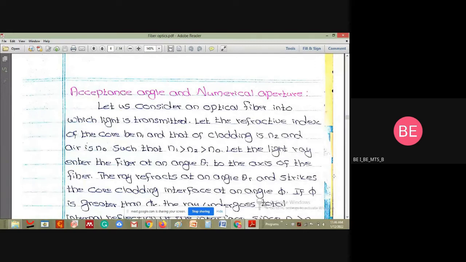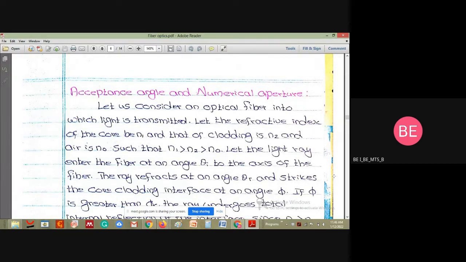Basic concepts that are needed for deriving the expression for acceptance angle and numerical aperture were covered yesterday itself. So those who want to refresh your knowledge, you can please check up the recording once again. It was already posted in your Google Classroom. If you want, you can please go through it. So let us go with the derivation in this session.